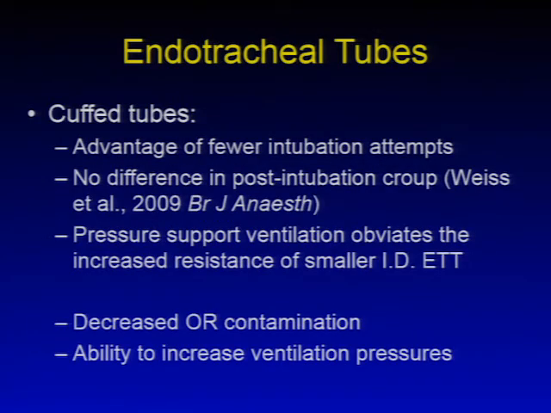Another advantage of the cuffed tube is that pressure support ventilation can obviate the increased resistance of smaller inner diameter endotracheal tubes. And so you can decrease the size of the tube and avoid causing any tracheal irritation by providing some pressure support ventilation. Additionally, you have decreased OR contamination because you're using a circle system and the cuff blocks any flow coming around the endotracheal tube through the trachea. And you're able to increase your ventilation pressures as needed for children that have decreased lung compliance.